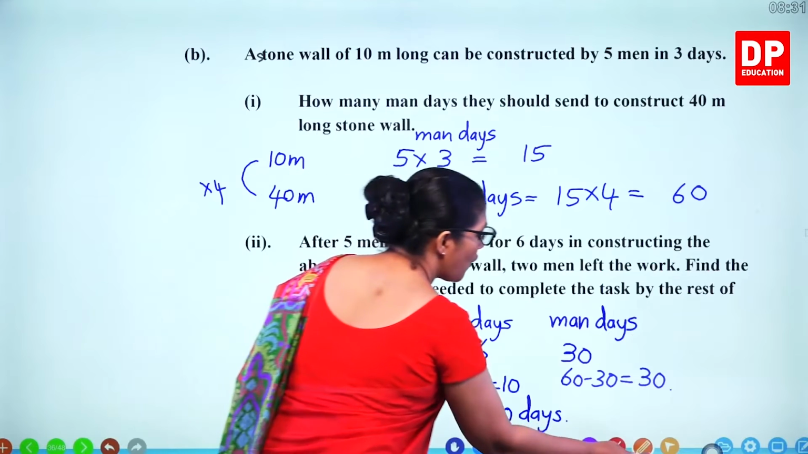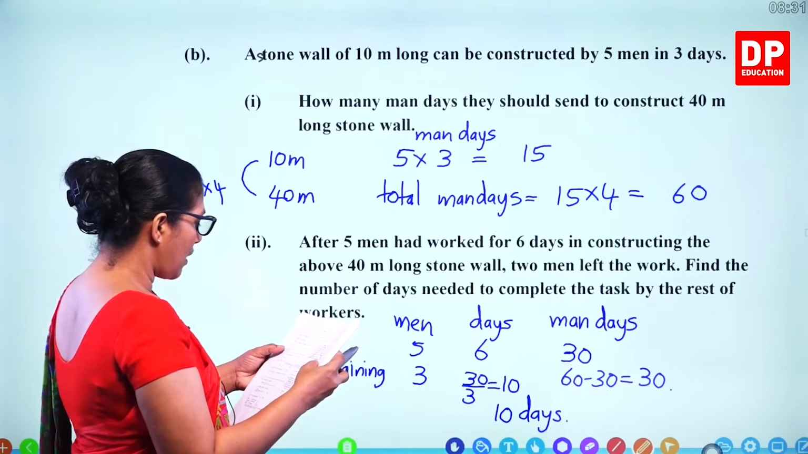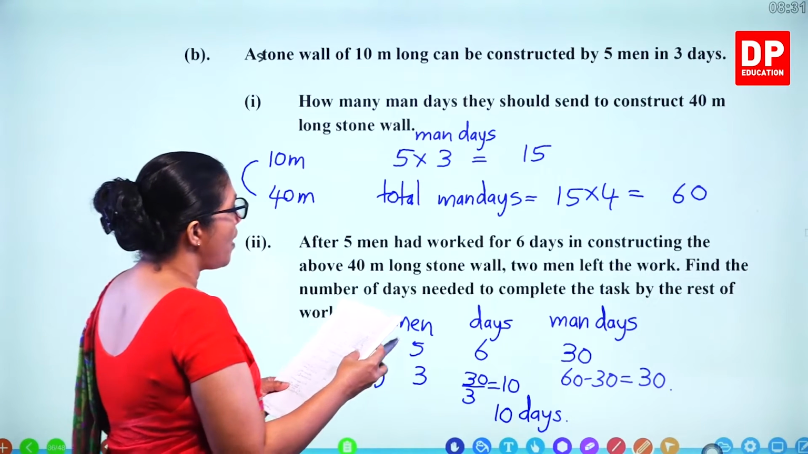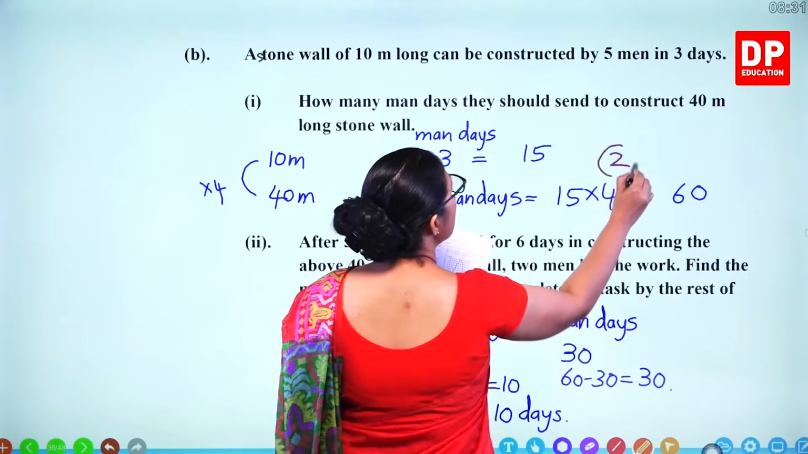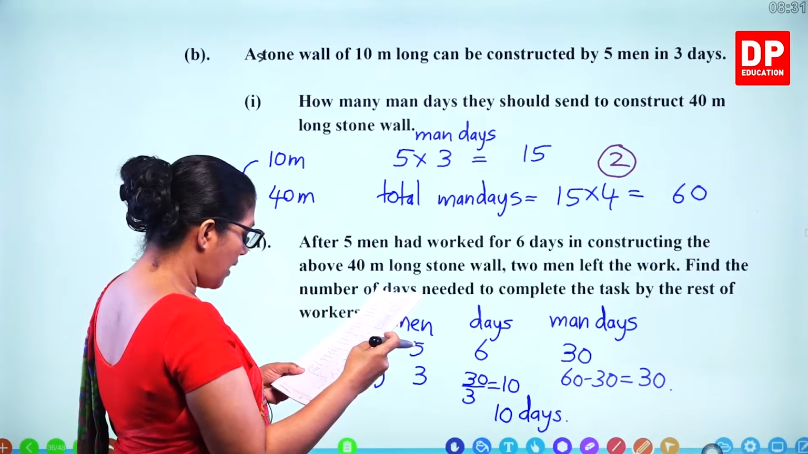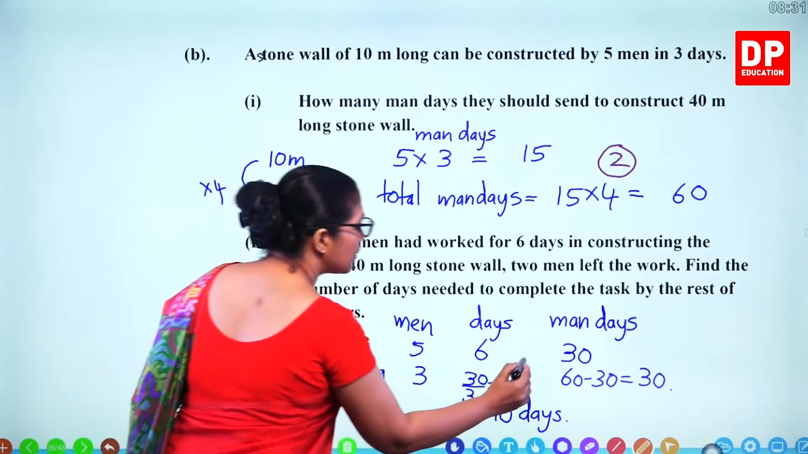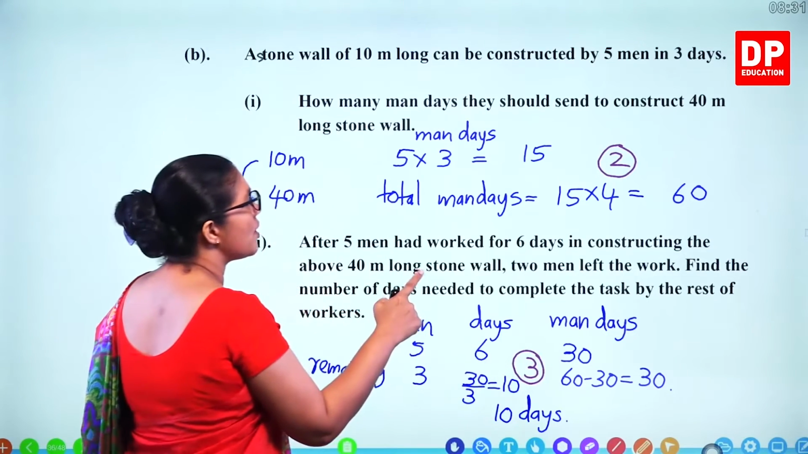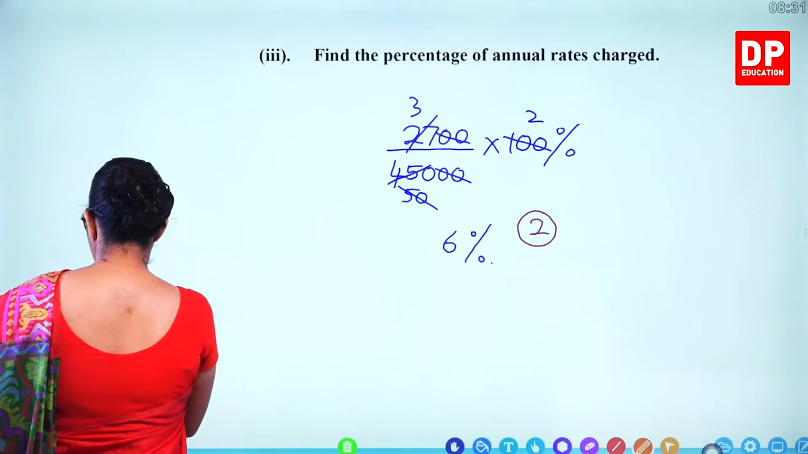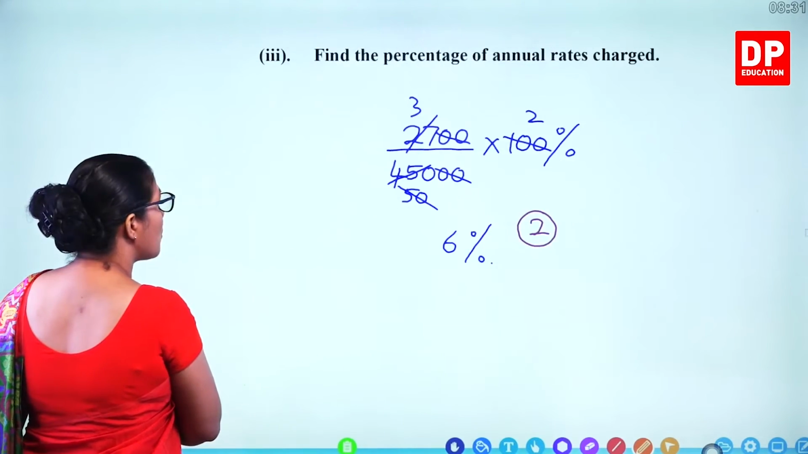So how many marks for this? You get 2 marks for 60 man days, calculating total, and 10 days you get 3 marks there. Each step 1 mark. So 3 marks for this. 3 plus 2, 5, 7 and 3, 10 marks for that question as well.